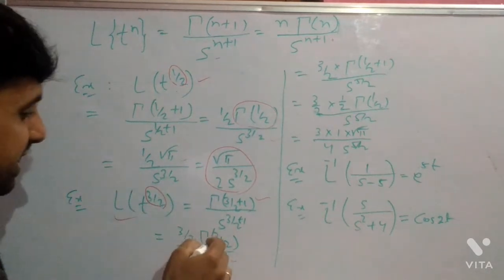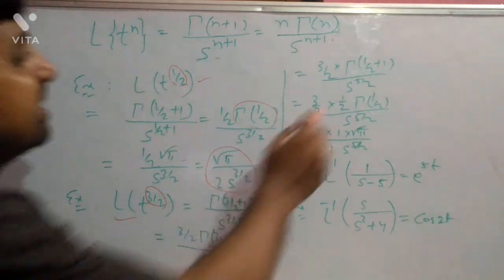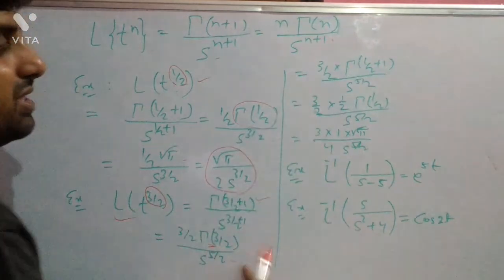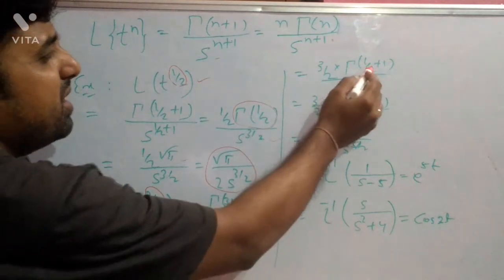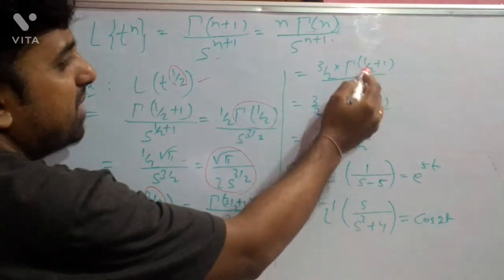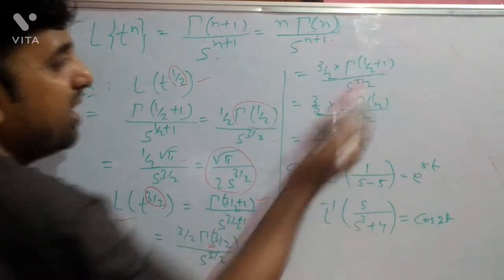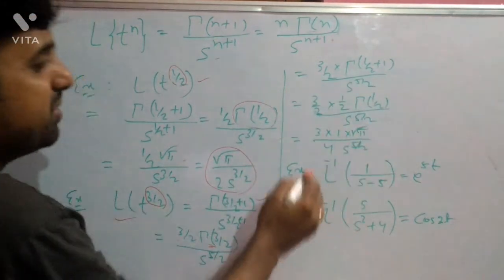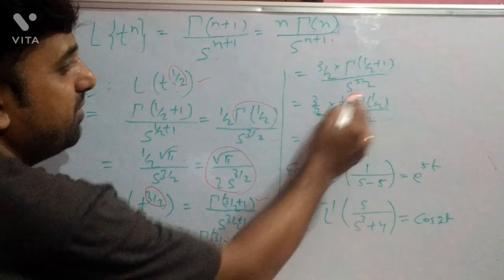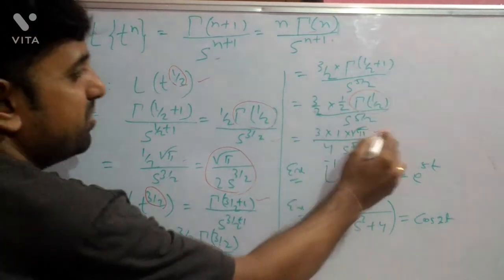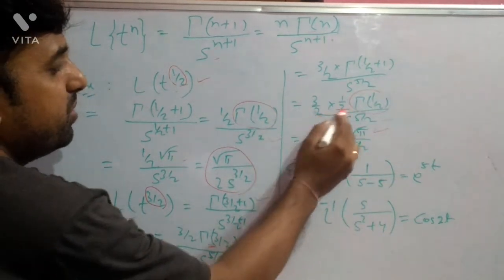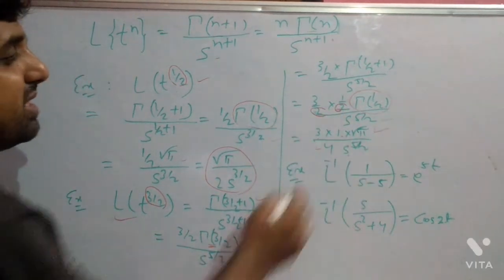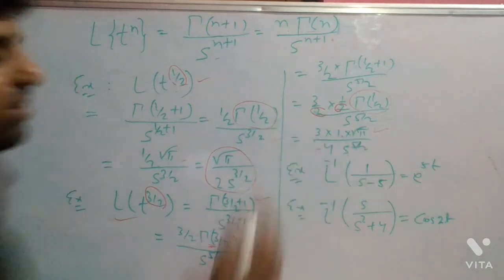Now again gamma 3 by 2 we can break down, writing 3 by 2 as half plus 1. So 3 by 2 into, again by the formula n gamma n, half plus 1 gives half gamma half. So 3 by 2 into half gamma half, over s to the power 5 by 2. So it will be 3 into 1, then gamma half, the value of gamma half is root pi. Then 2 into 2 is 4, s to the power 5 by 2. So the result is 3 root pi over 4 into s to the power 5 by 2.